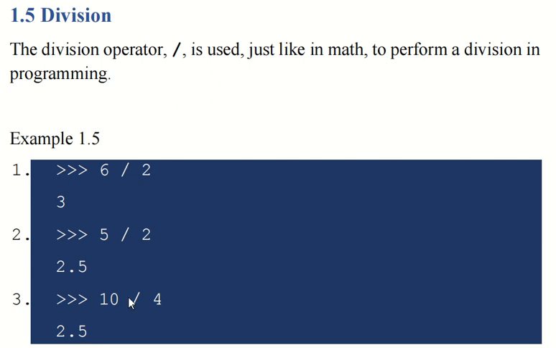As can be seen in the example, 6 divided by 2, that is how it is written. 6 divided by 2, and the output is 3. 5 divided by 2, the output is 2.5. 10 divided by 4, the output is 2.5. This is the input and this is the output. We give the input to the computer, and it is the job of the computer to give you the output.